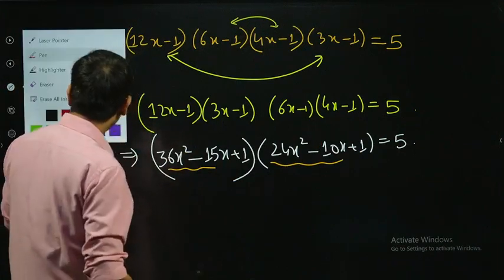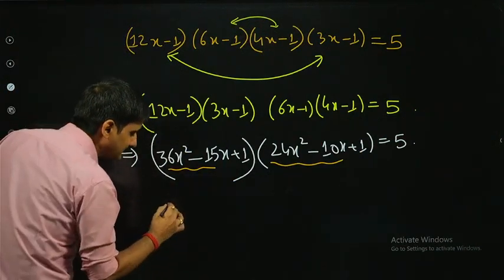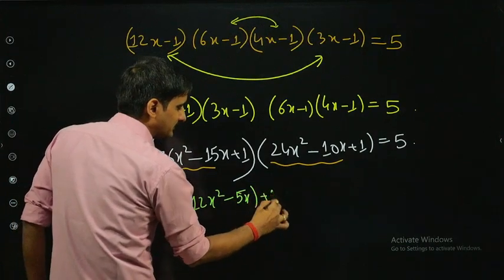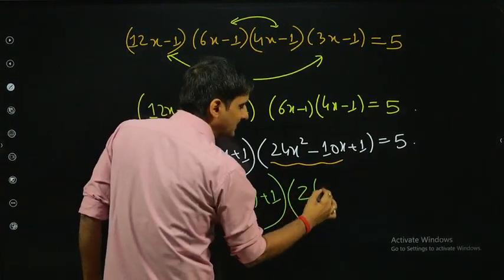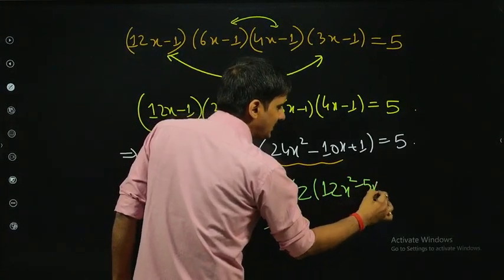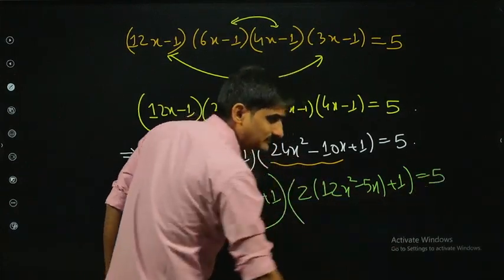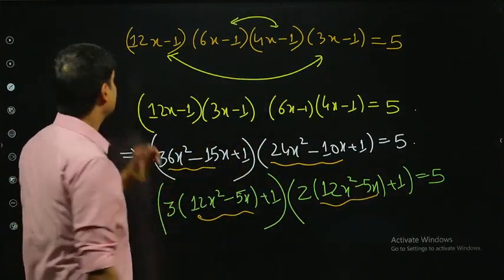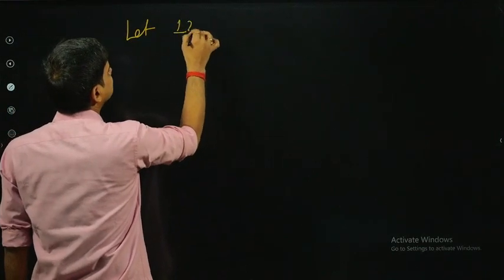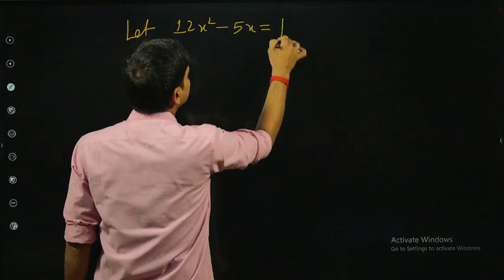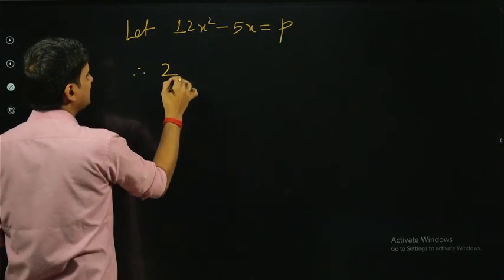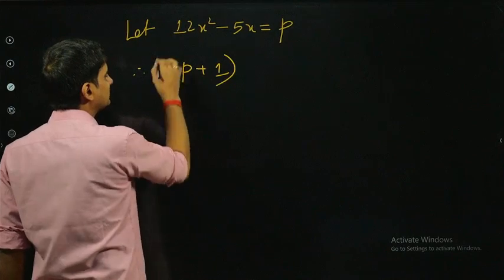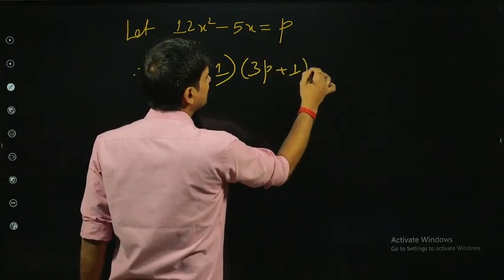But another observation in this case is, if I take 3 common here, minus 5x plus 1, so that's the first factor. If I take 2 common here, now we have exactly the same thing: 12x square minus 5x, same in both the cases. So I will say, let 12x square minus 5x be p. Now you got a quadratic in p. The second one is 2p plus 1 and 3p plus 1, which is equal to 5.